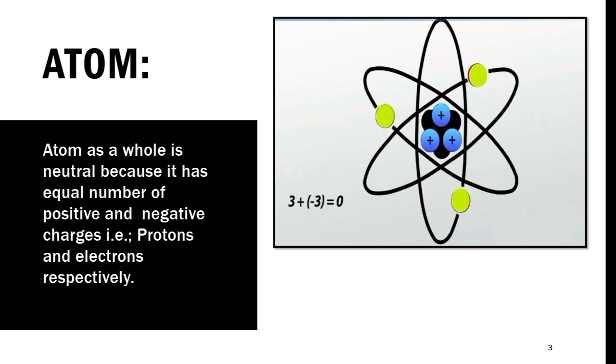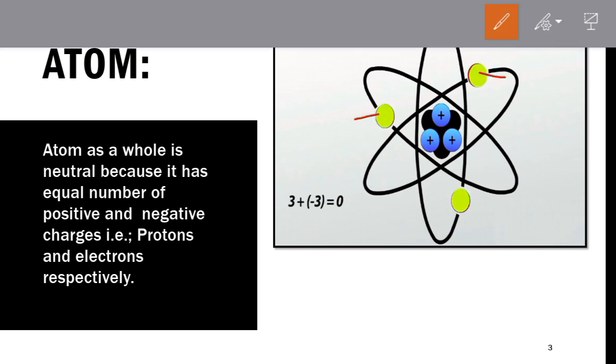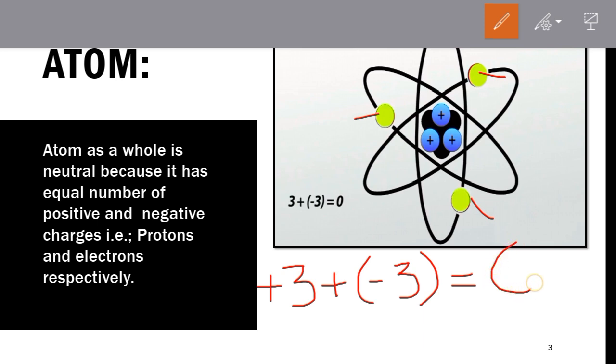Students, if we look at this diagram, we can clearly conclude that it is having three protons, means three positive charges, and three electrons, means three negative charges as well. If we sum them up, three protons having the plus charge and three electrons having minus charge, if we add them, we will have a zero over here. As we are adding up the charge, it means that we will have a zero charge if we have equal number of charges.